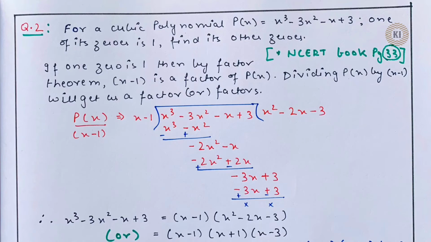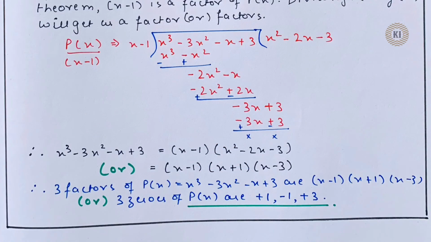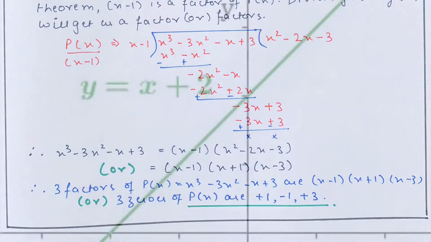Now what are the three zeros? You reverse the sign of the second term. That means x minus 1 is a factor, so applying the factor theorem, 1 will be a zero. Now x plus 1 is a factor, so minus 1 will be its zero. And x minus 3 is a factor, so plus 3 will be a zero. So we have got the three zeros of the polynomial: the first zero is plus 1, the second zero is minus 1, and the third zero is plus 3.